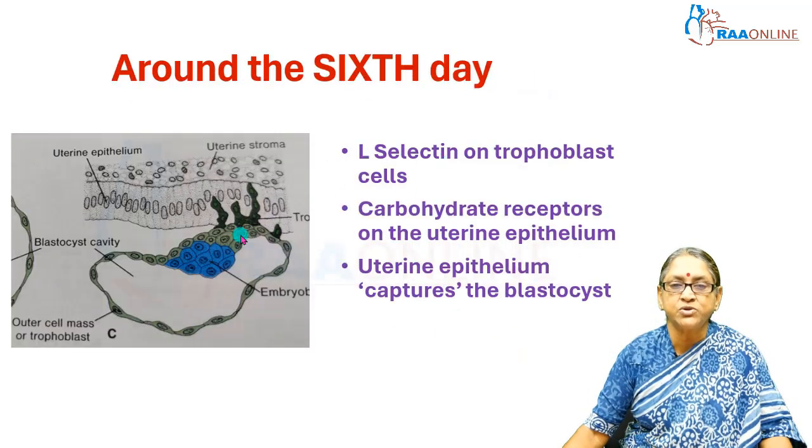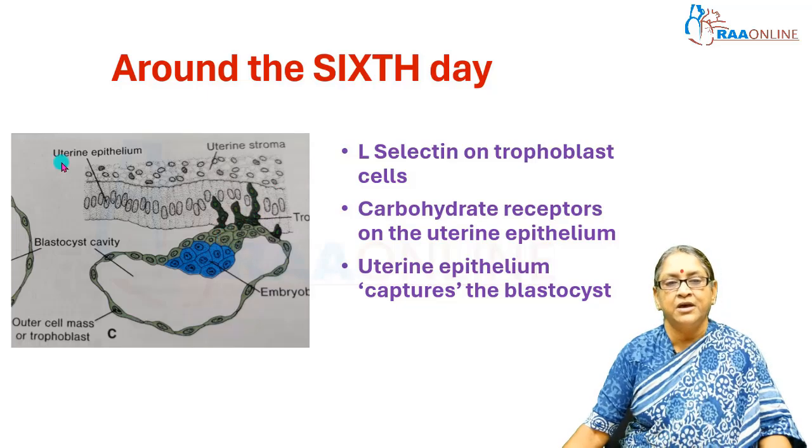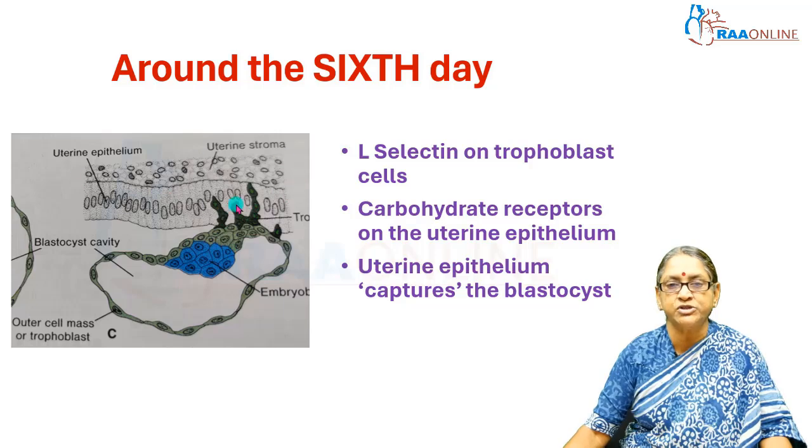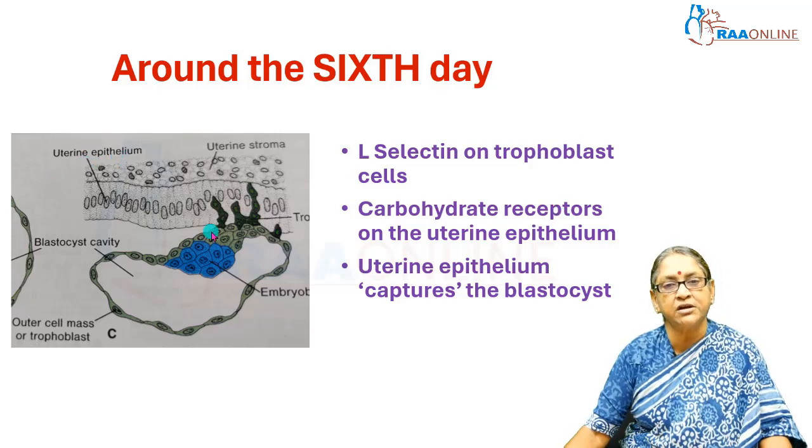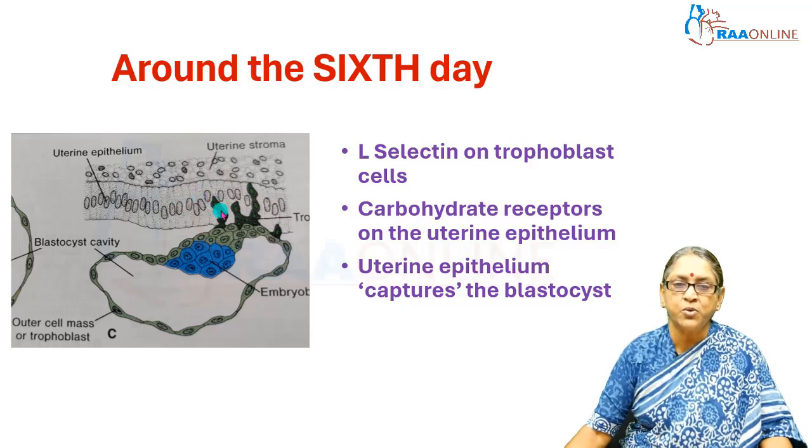Now L-selectin is on the trophoblastic cells. And here is the uterine epithelium, the uterine stroma. We saw the endometrial area in the other picture, isn't it? This is the endometrial area. And you find carbohydrate receptors are present in the uterine epithelium. So when there are receptors here and selectin is here on the trophoblastic cells, the selectin will get bound to that carbohydrate. So this group of cells will get bound to this structure, which means the blastocyst is getting bound to the uterine tissue. This is the mechanism by which the uterine epithelium is trying to capture the blastocyst.